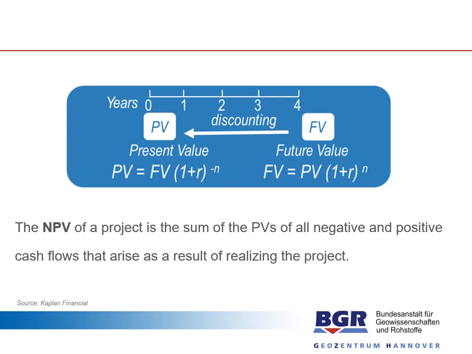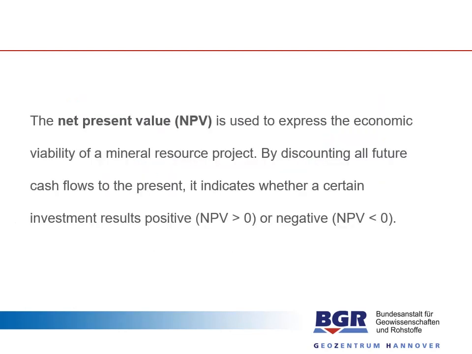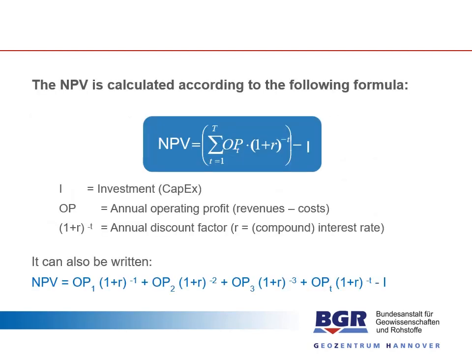So the net present value of a project is the sum of all present values of all negative and positive cash flows that arise as the result of realizing the project, as the result of mining and selling the end product, the final product. So the net present value is used to express the economic viability of a mineral resource project by discounting all future cash flows to the present. And it indicates whether a certain investment results in a positive net present value or in a negative net present value.